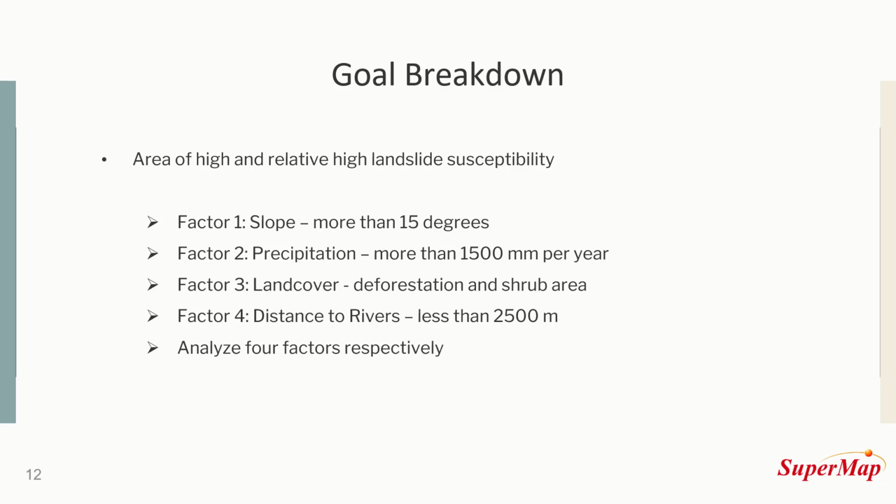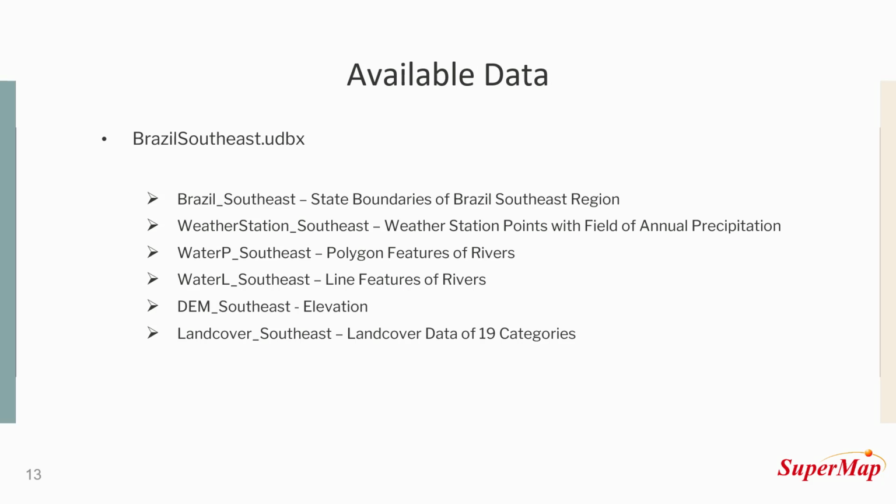Of course, in more sophisticated research, more factors should be taken into consideration, and evaluation criteria and weights could be further discussed. All datasets are stored in a UDBX data source called Brazil Southeast. The first defines the boundaries of the states in Southeast region. Then we have the weather station points, whose attribute table contains annual precipitation information for each station. And rivers are divided into 2 types, line features and polygon features, based on their width. DEM and land cover are stored in raster format.